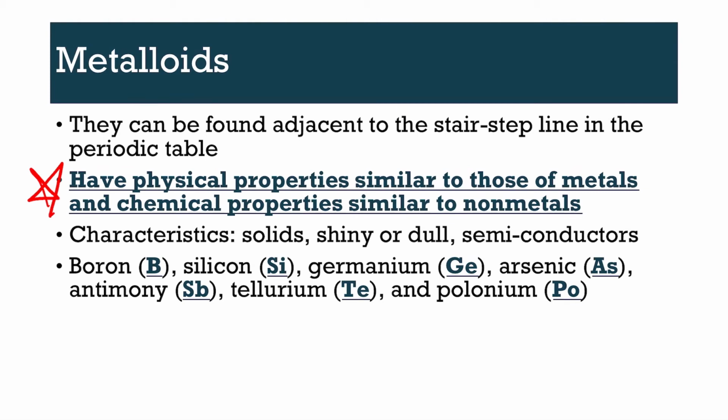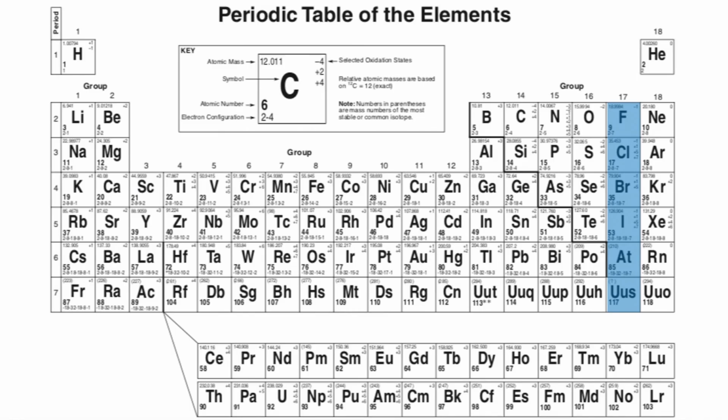Sometimes they act like a metal in certain cases, other times they act like non-metals in other cases. So they could be shiny, they could be dull, they could be semiconductors. We'll talk about these properties shortly, but they have a mix of those two properties. So the metalloids you need to know are boron B, silicon Si, germanium Ge, arsenic As, antimony Sb, tellurium Te, and polonium.